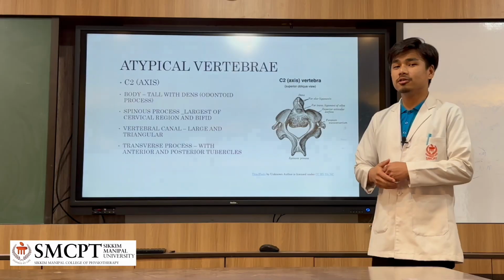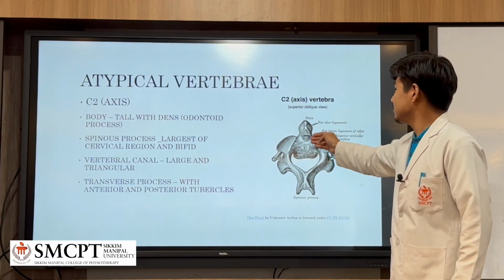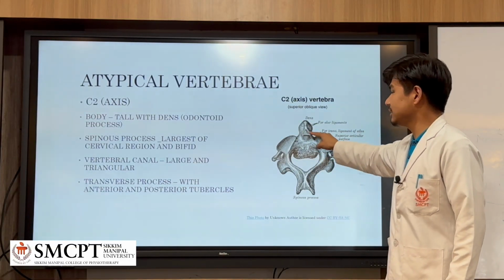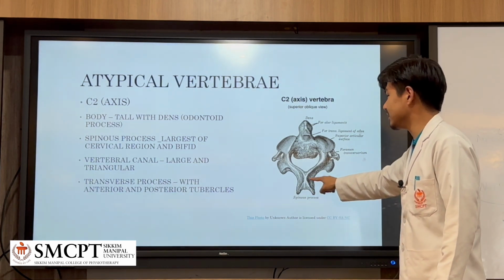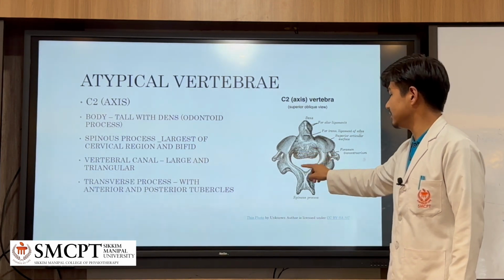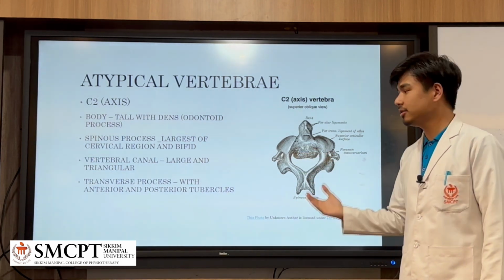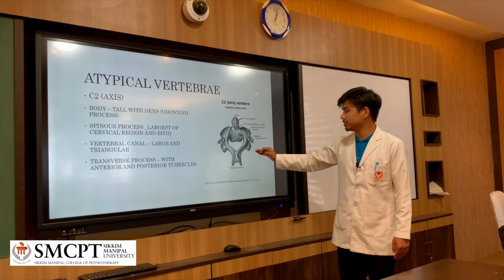C2 is another atypical cervical vertebra, and it is also known as axis. It has a tall body known as dens or odontoid process, and the spinous process is the largest, and the vertebral canal is large and triangular, and the transverse process also has anterior and posterior tubercles.